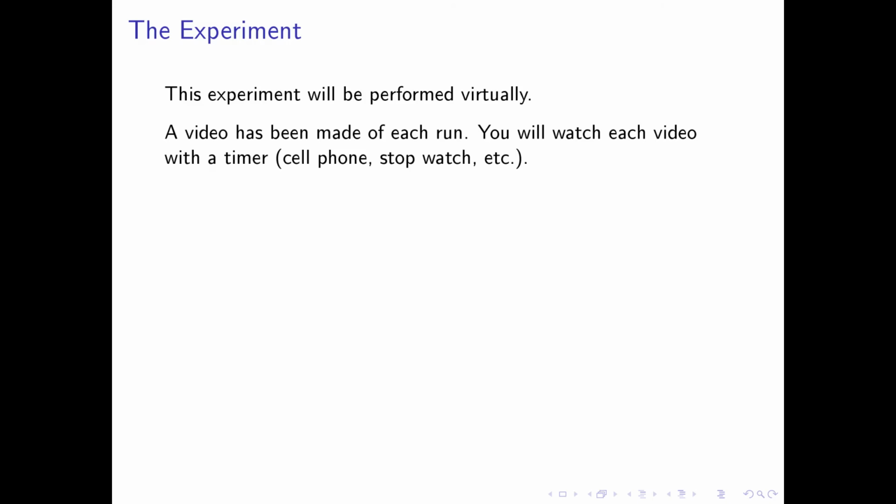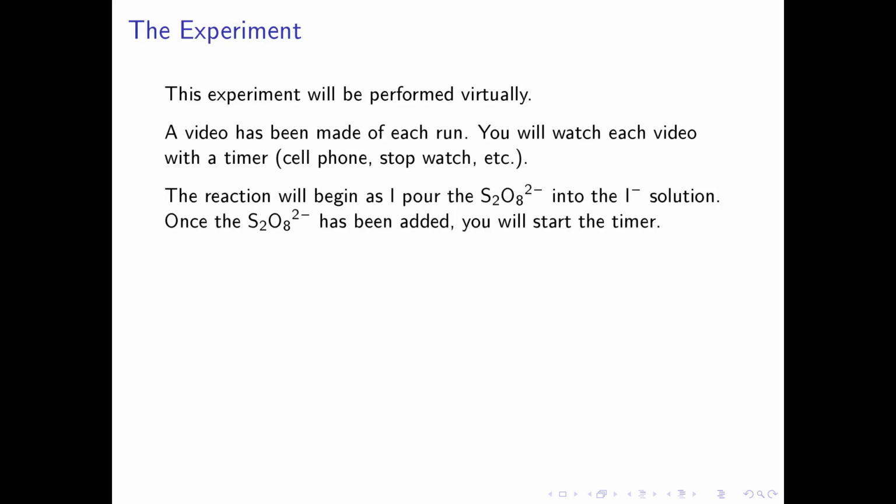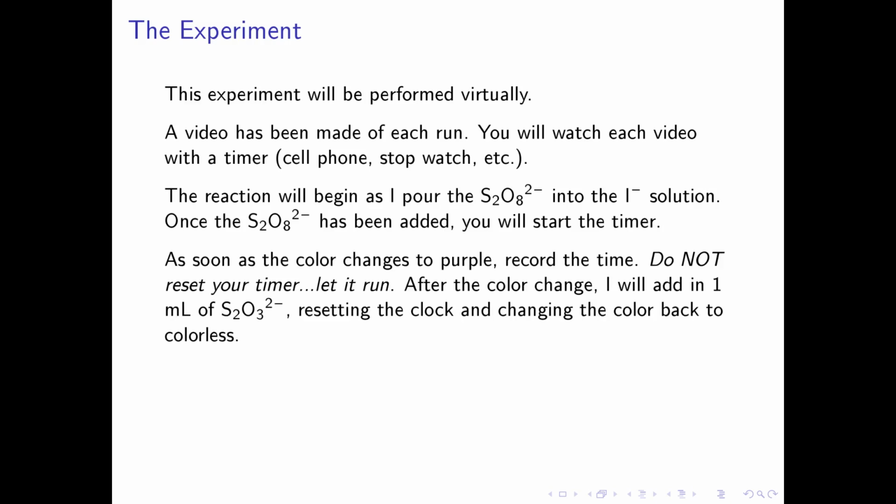This experiment will be performed virtually. A video has been made of each run. You will watch each video with a timer. This can be a cell phone timer, a stopwatch, whatever works for you. The reaction will begin as I pour the peroxydisulfate solution into the iodide solution. Once the peroxydisulfate has been added, you will start the timer. As soon as the color changes to purple, record the time. Do not reset or lap your timer. Let it continue to run.